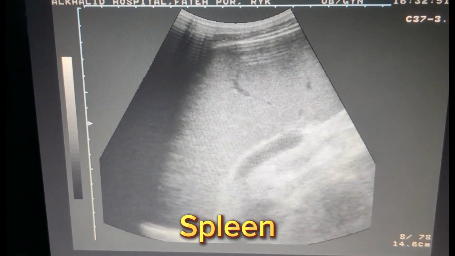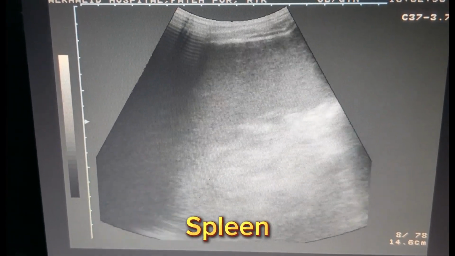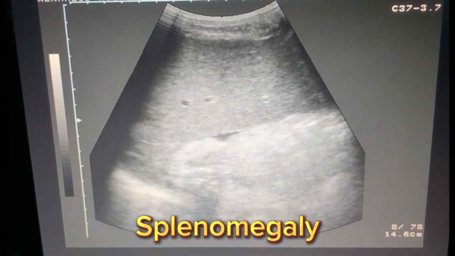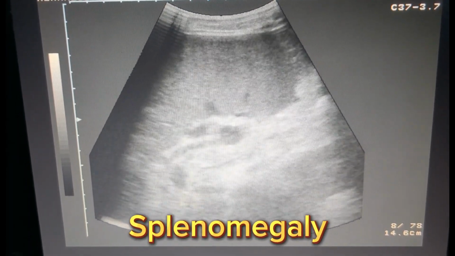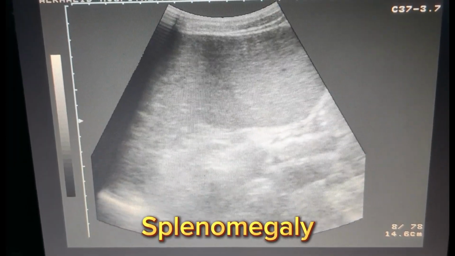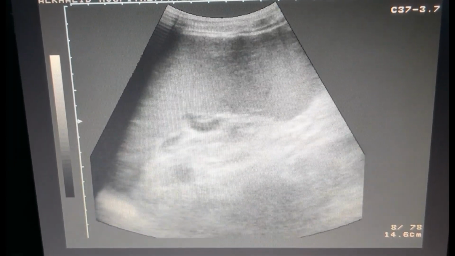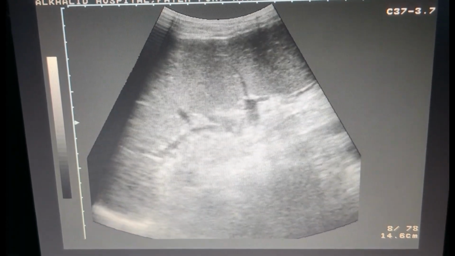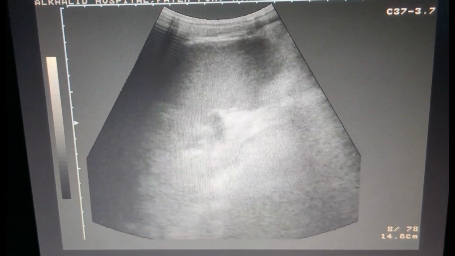Now, this is the spleen. You can see this is covering the whole screen. Spleen measures about 17 centimeters in AP length. Left kidney of this patient was absolutely normal.